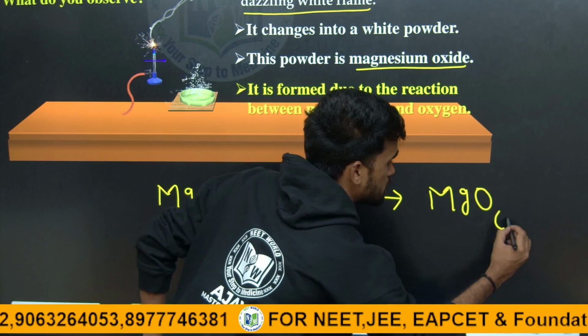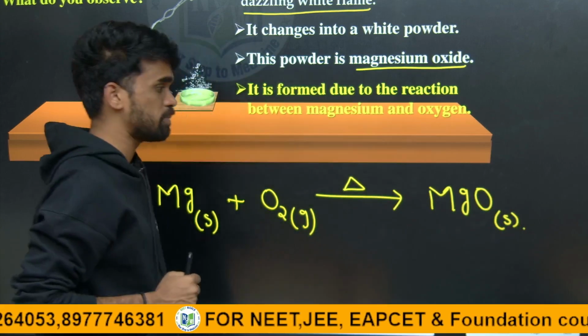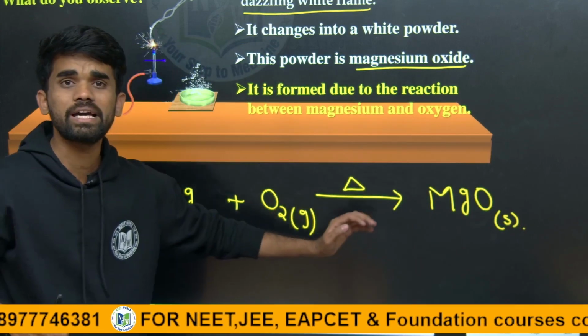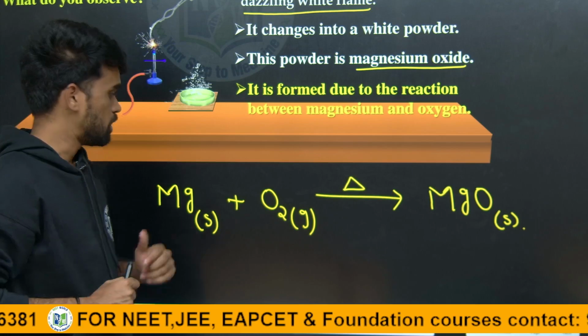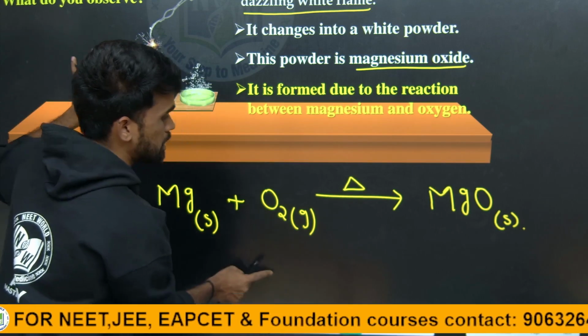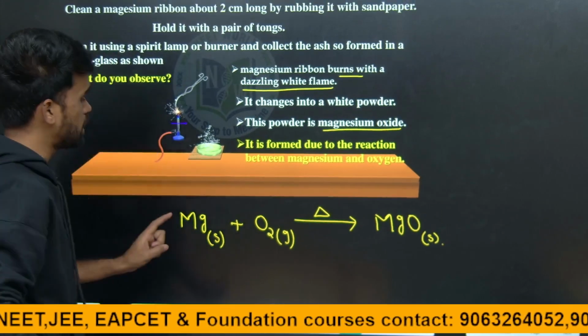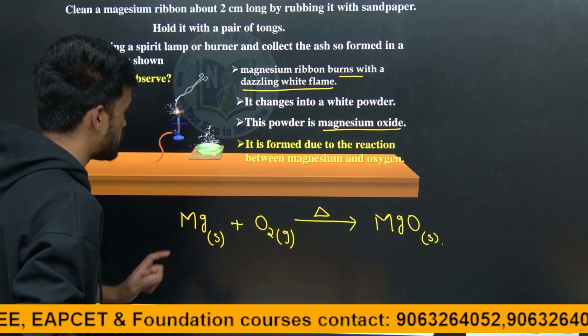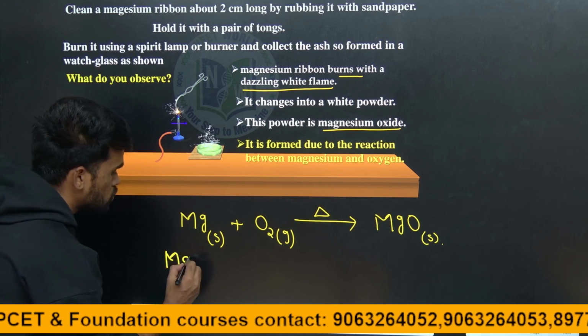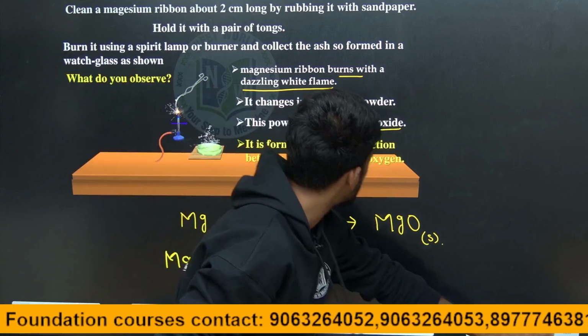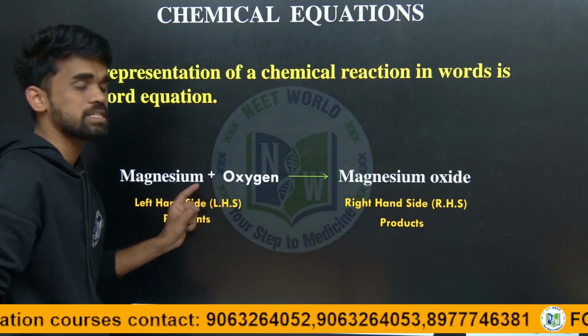So here you represent S. S means solid. So this is how a chemical reaction is represented. Okay, so a chemical reaction will be represented in this format. Here I haven't represented magnesium like a theoretical symbol; I haven't used the symbol form.